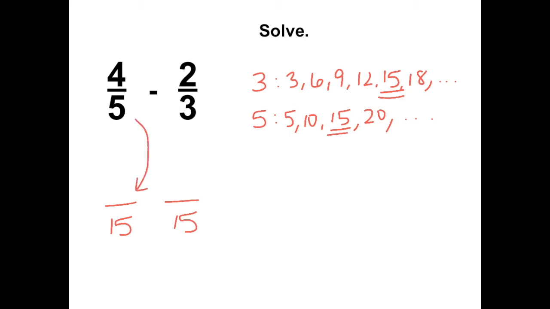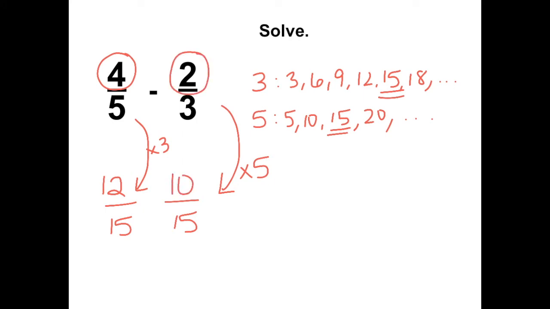To get from a denominator of 5 to a denominator of 15, we have to multiply by 3. So we have to do the same thing to the numerator. 4 times 3 gives us 12. To get from a denominator of 3 to a denominator of 15, we multiply by 5. We do the same thing to the numerator. 2 times 5 gives us a numerator of 10. Bring down the subtraction symbol. 12 minus 10 is 2 over, we keep the denominator the same.